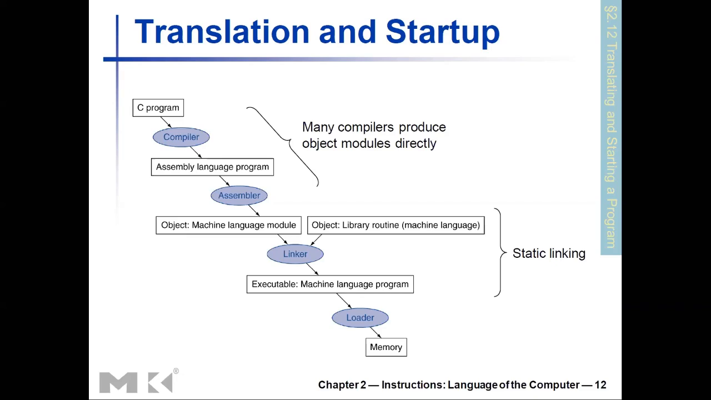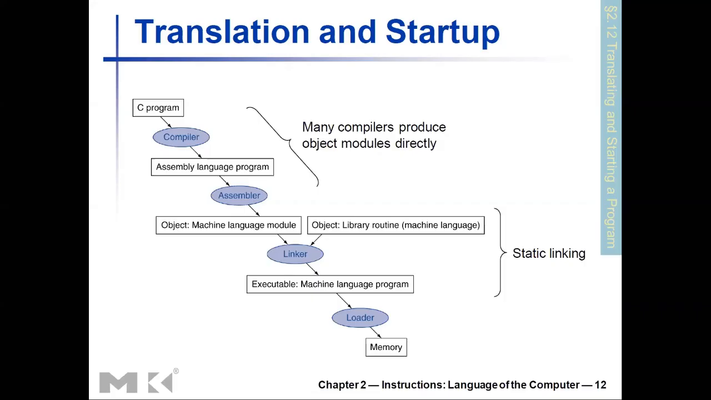This is about compiling and assembling and then linking and loading a program to memory to execute it. So translation and startup. This is what we are going to talk about: how a program is translated into binary machine code and then how it is going to be executed. Here we are talking from the C program level. In this course, we started from the assembly language level.